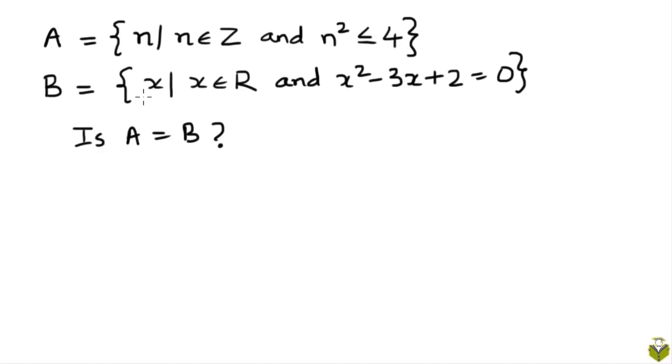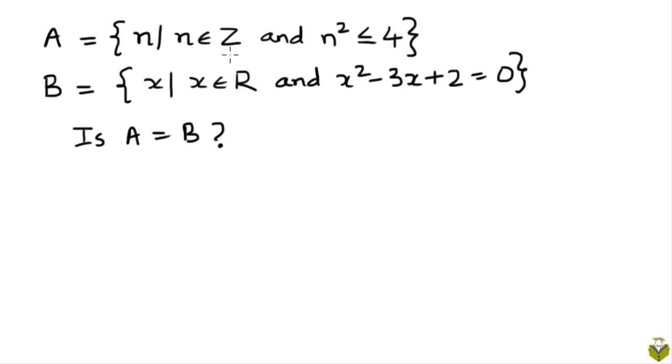The set B is the set of all real numbers x, which also satisfy the property that x squared minus 3x plus 2 is equal to 0. So is the set A equal to the set B? Well, let's write the set A in roster form.